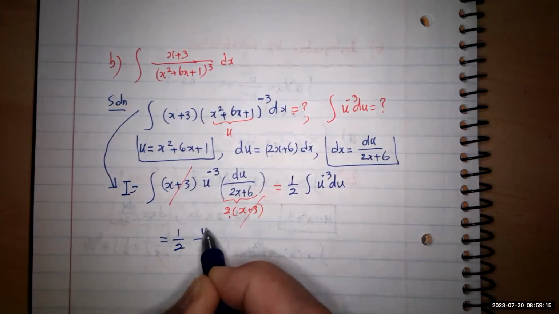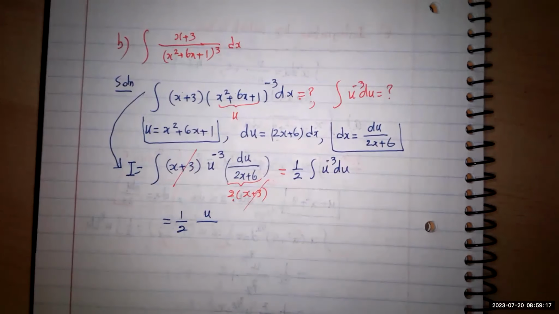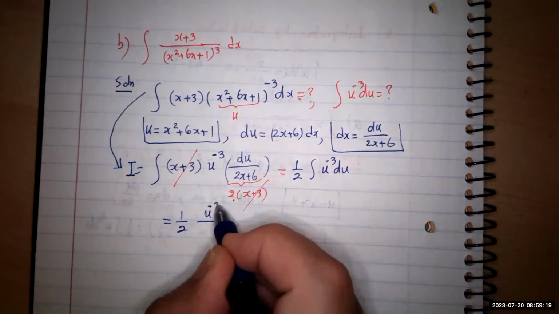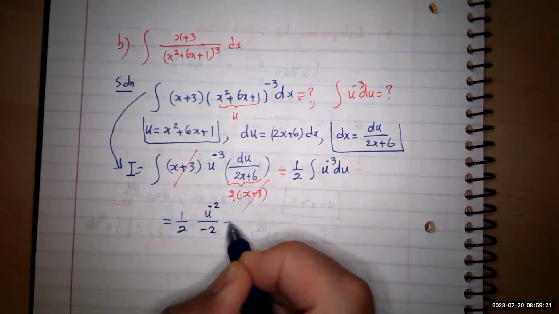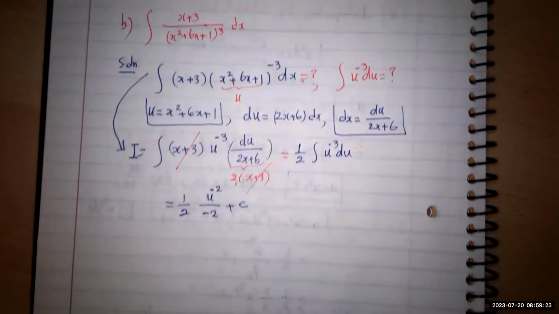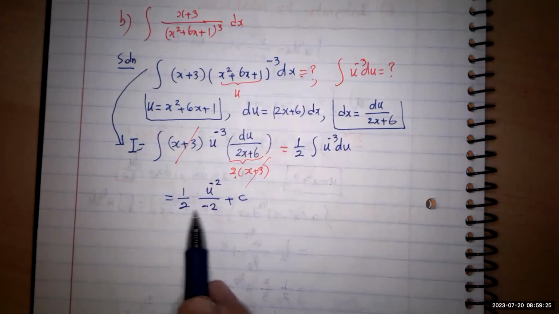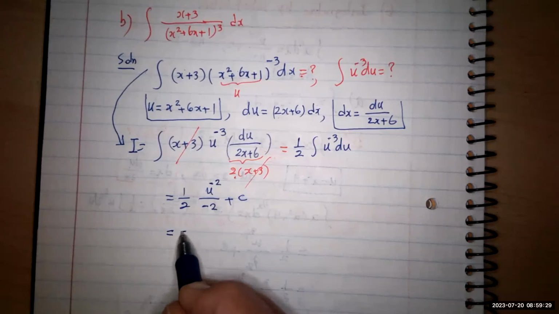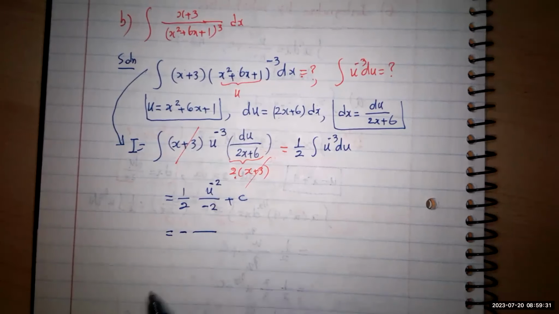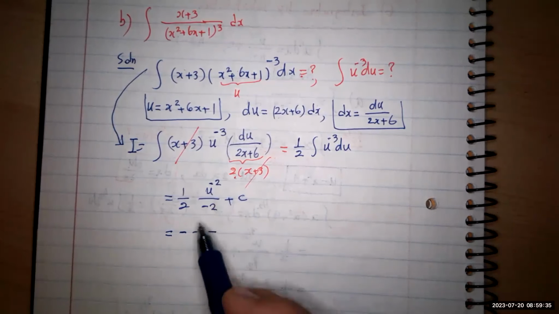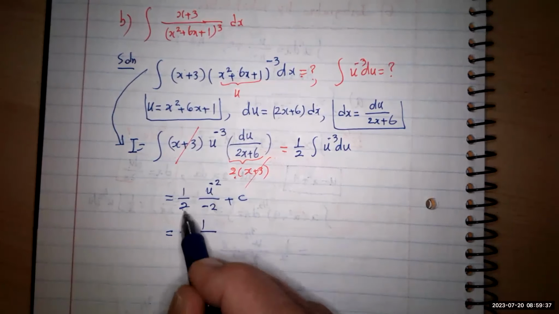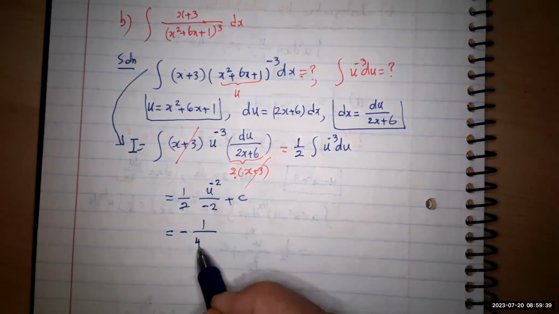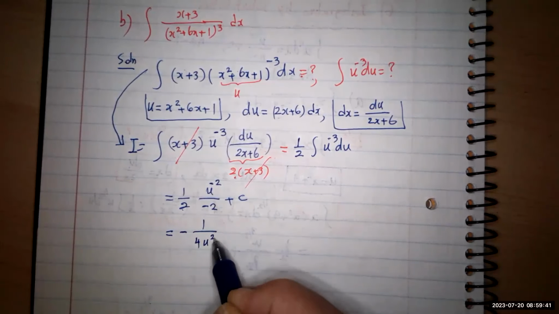Okay, u to the negative 3 plus 1, which is negative 2, over the negative 2 plus the constant c. Simplify, this is going to be the sign, so we multiply this together. So this is going to be negative. Okay, negative, this is the top. It is going to be 1. The bottom one, 2 times 2, 4. And you bring the u squared up.